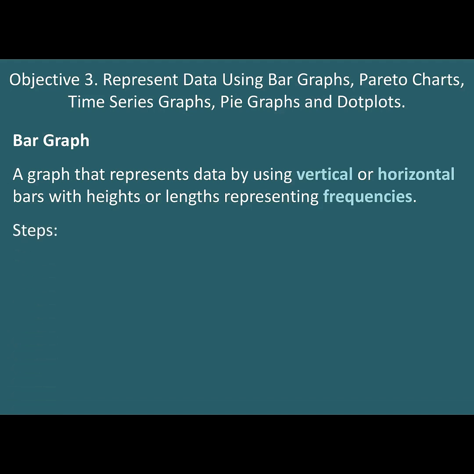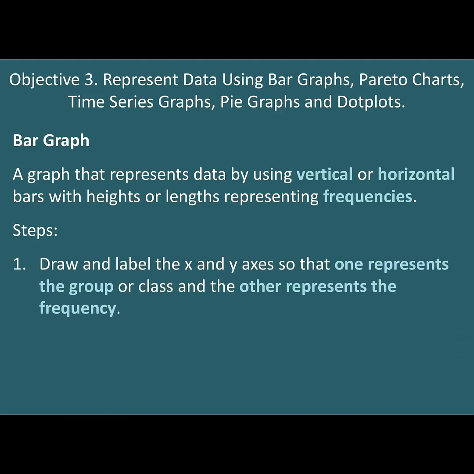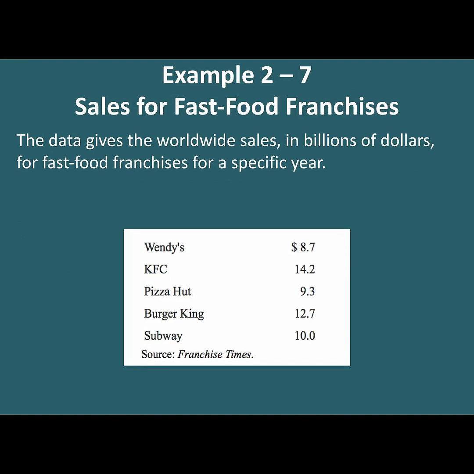The steps in constructing a bar graph are as follows. First, draw and label the x and y axes so that one represents the group or class and the other represents the frequency. Secondly, draw bars corresponding to those frequencies. Being that this is one of the easiest ways to represent data, let's go ahead and do an example. Sales for fast food franchises. The data below gives the worldwide sales in billions of dollars for fast food franchises for a specific year.